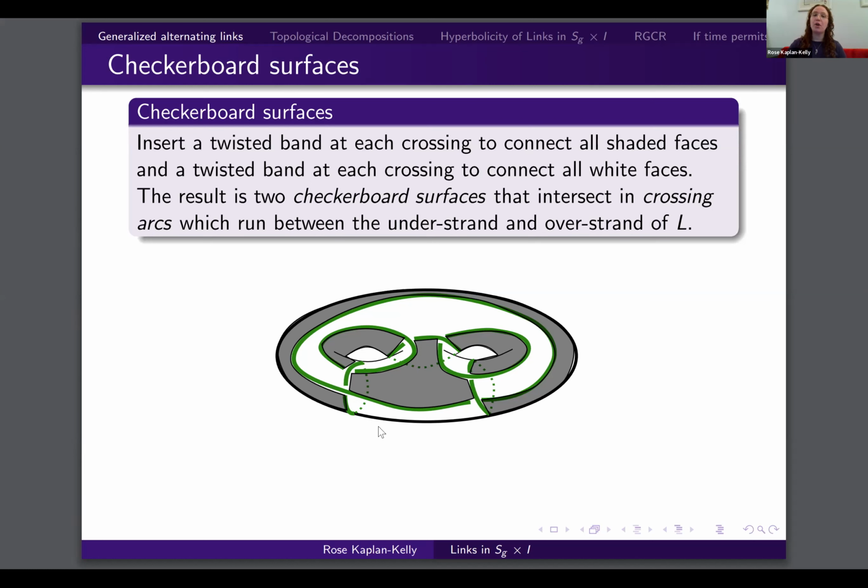From the checkerboard coloring, we can then form two checkerboard surfaces by inserting twisted bands that connect all of the faces that have the same color. So I get a shaded checkerboard surface and I get a white checkerboard surface by inserting these twisted bands. Notice that these two checkerboard surfaces will intersect precisely at each crossing in an arc that runs from the understrand to the overstrand of the link. So here in this picture, you can see that this shaded surface and this white surface that we build in the link complement will intersect at these arcs running from under to over for the link strands.